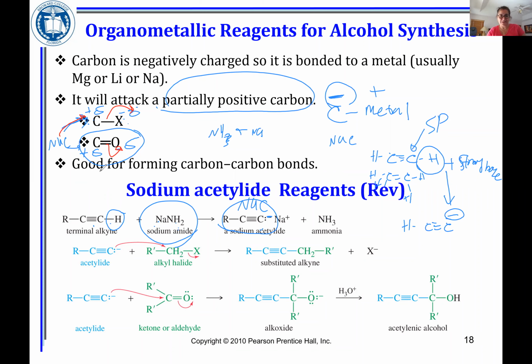But the basic structure or the mechanism for this reaction, first of all, you have to create your nucleophile. How do you create your nucleophile? From a terminal alkyne, you add a strong base, you get the acetylide ion, which is a strong nucleophile.